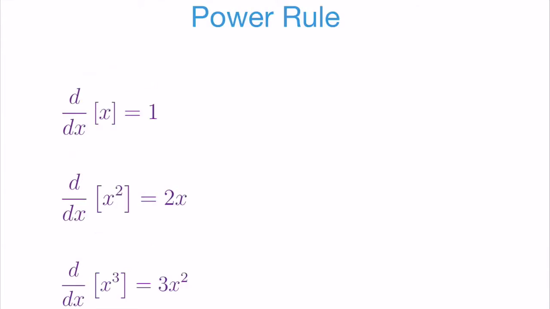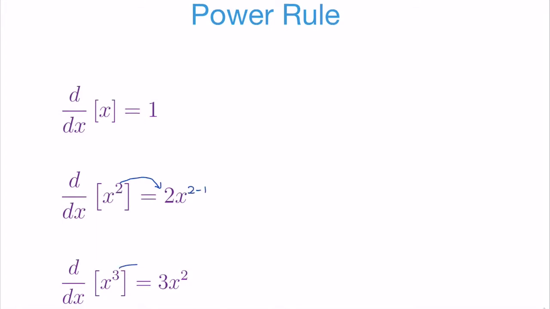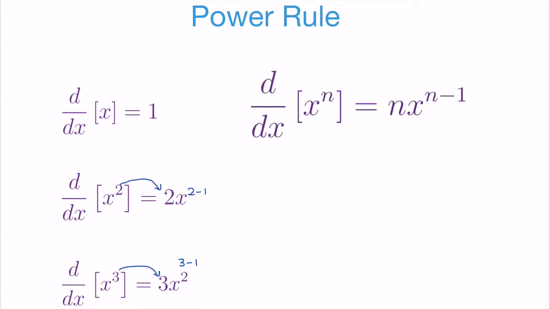So look, the derivative of x is 1. The derivative of x squared, the 2 came up to the front, and in the exponent, we have 2 minus 1. For x cubed, the 3 came to the front, and the exponent is 3 minus 1. Can you guess what's the power rule? So yes, the n goes to the front and subtract the power by 1.